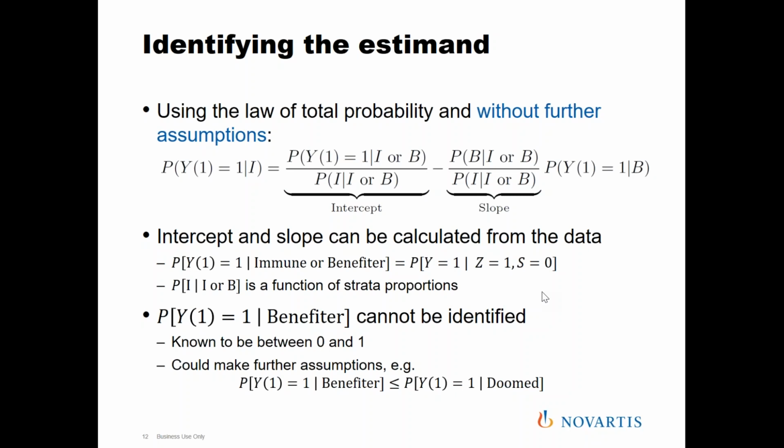The quantity on the right, the probability of experiencing the outcome among active benefiters, that cannot be identified at best. We can make a fairly useless statement, which is that it's known to be between 0 and 1, since it's a probability. But we can't say anything else based on the data. We could make further assumptions, for example, assuming it's bounded above by something or bounded below by something else, but we didn't do that in this case. But just from this equation, if you plug in some assumed value on the right, we can calculate the resulting value for the numerator of the estimand of interest on the left.